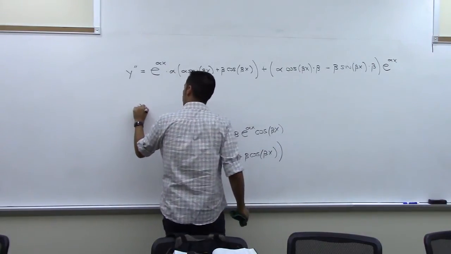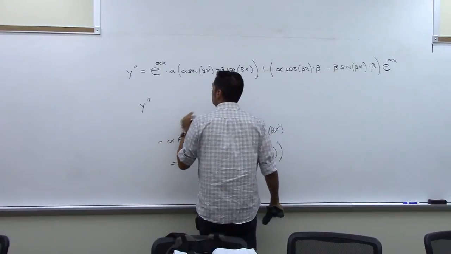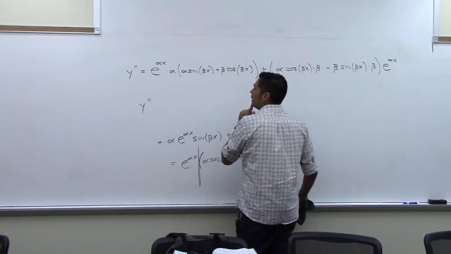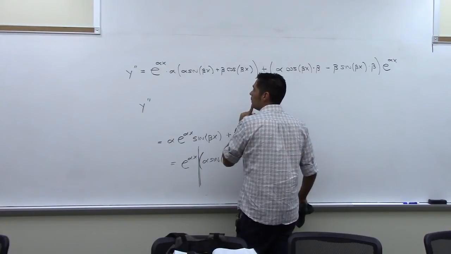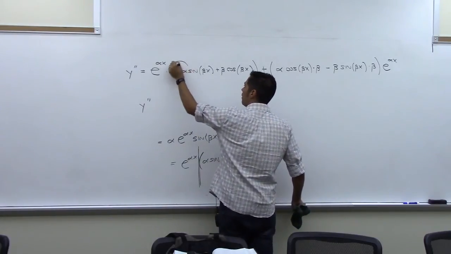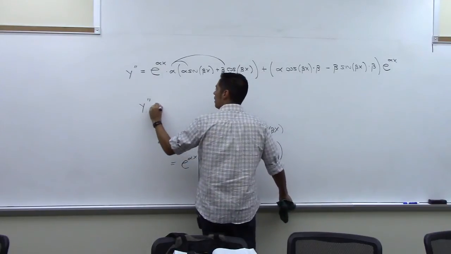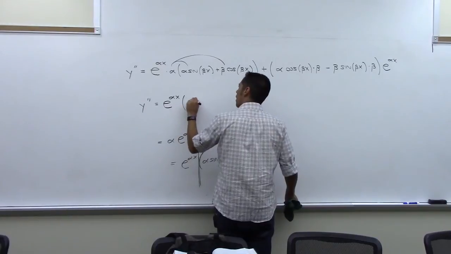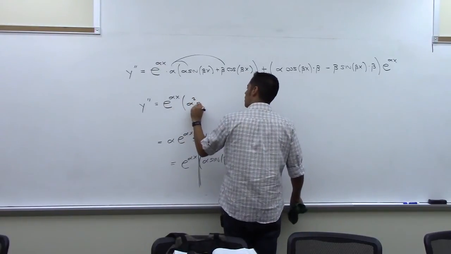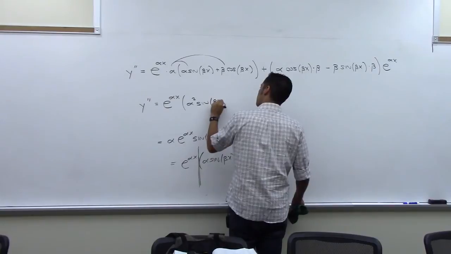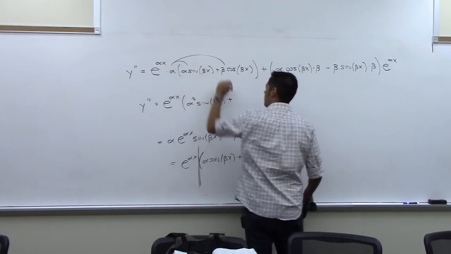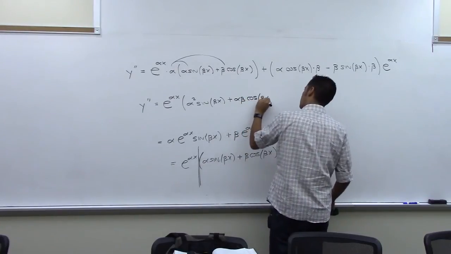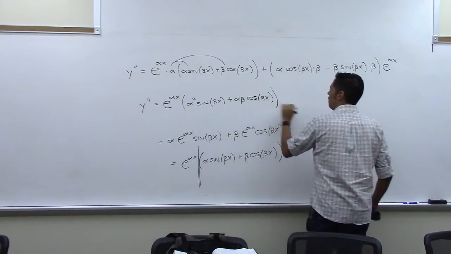Y double prime is, let's see here. How shall we do this? Let me distribute this alpha through to both of those. I'm going to leave the e to the alpha x out here. So I have alpha squared, because alpha times alpha is alpha squared, sine beta x, plus, now the alpha times the beta is alpha beta cosine of beta x. And that finishes off that.